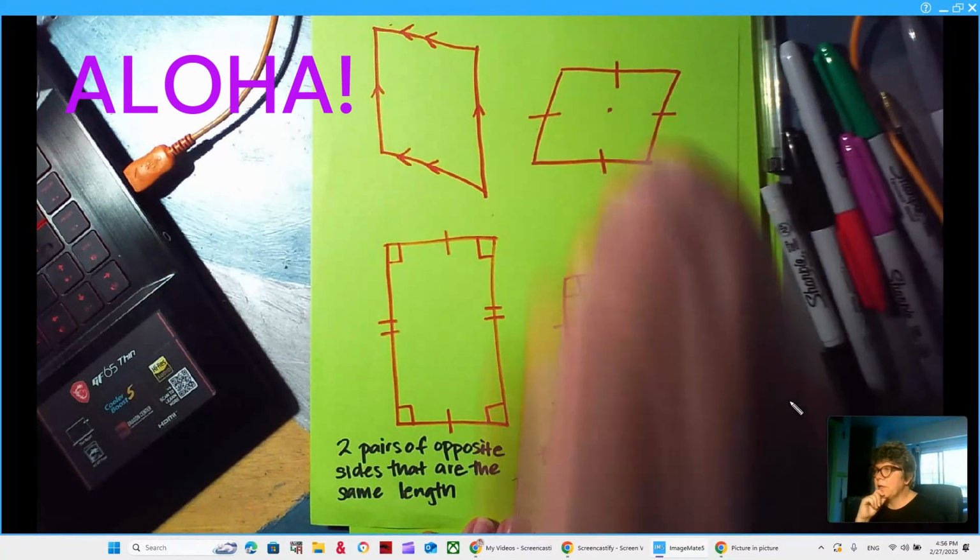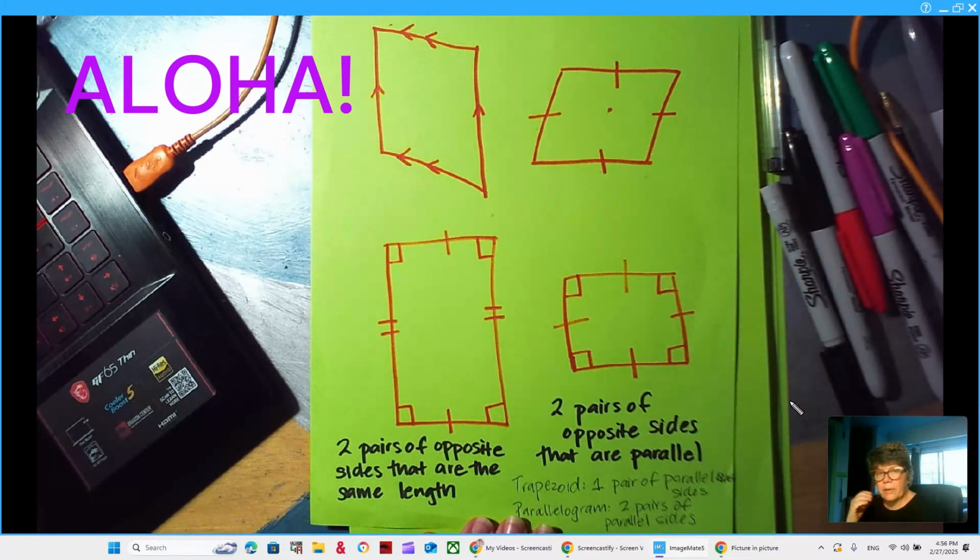Okay? So we've been talking about that, and we're talking about how to classify quadrilaterals, and I hope you learned a lot in lesson 6.